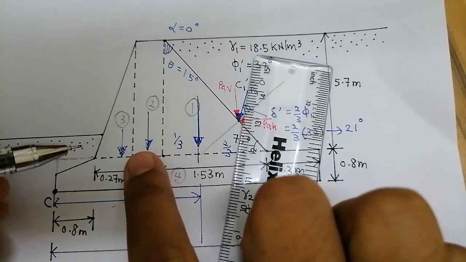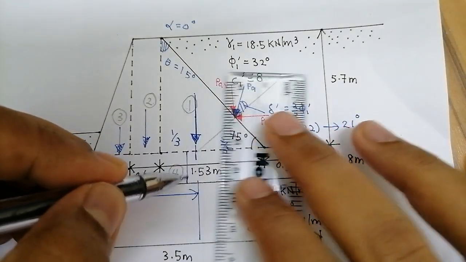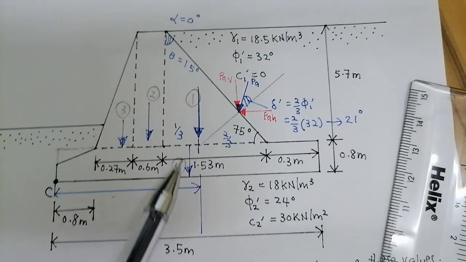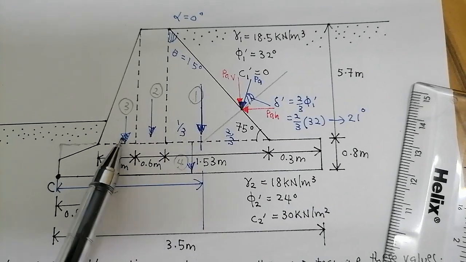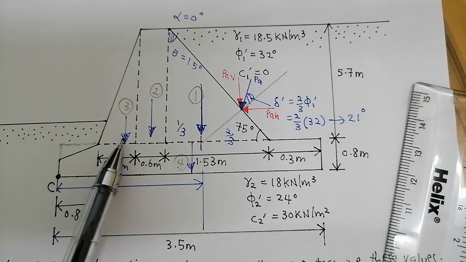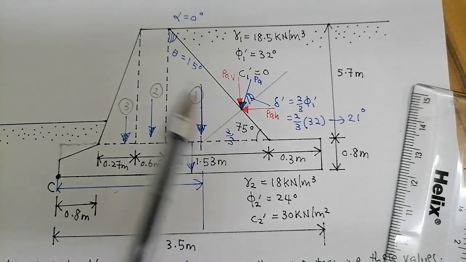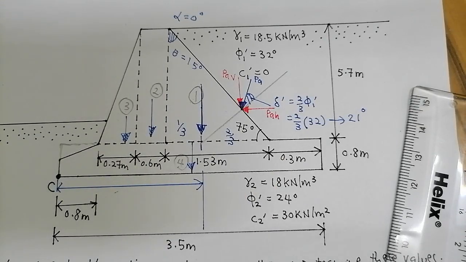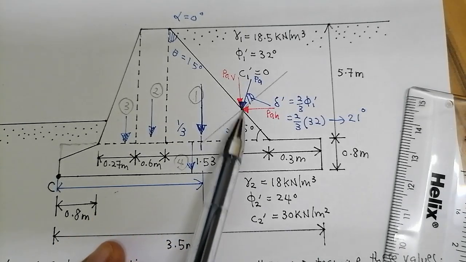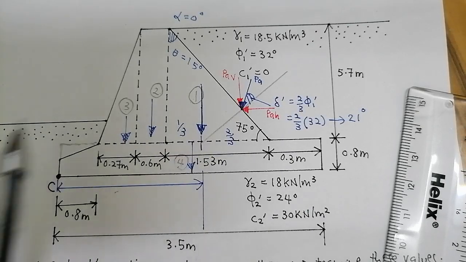So 1, 2, 3, and one more is somewhere in the middle, isn't it? Let's say somewhere there. So it's very messy. So these are the forces that are resisting the retaining wall from overturning. And then there is one more force which is pointing downward, which is PAV. See, it's pointing downward as well. So this is also resisting the retaining wall from overturning.